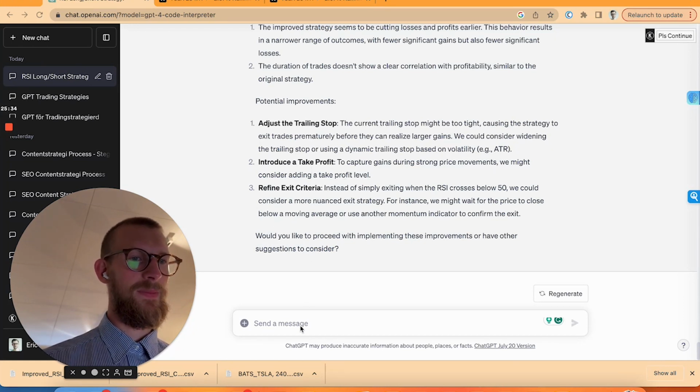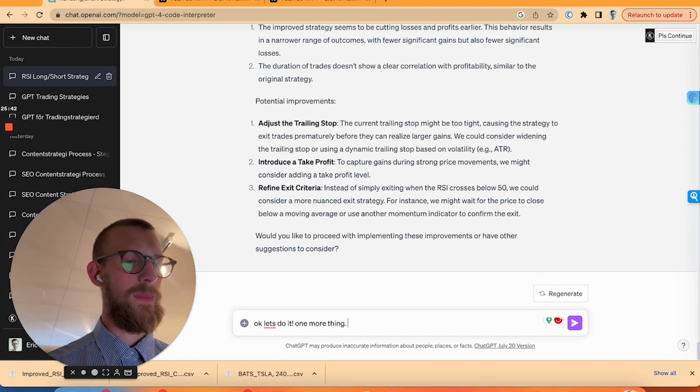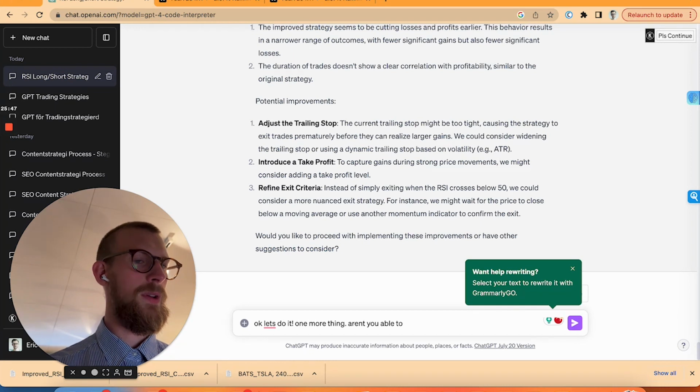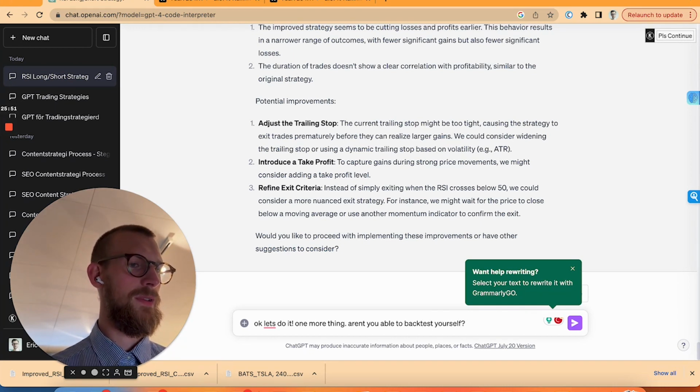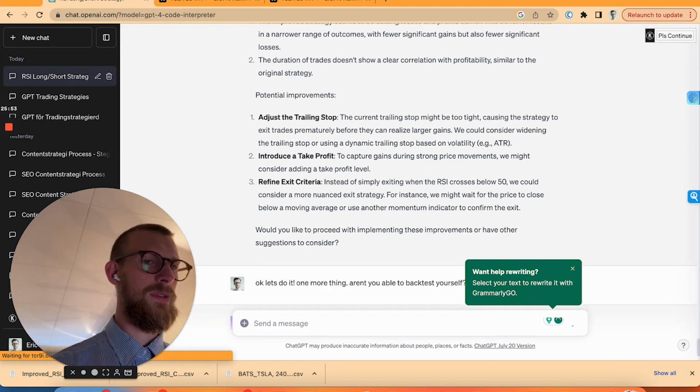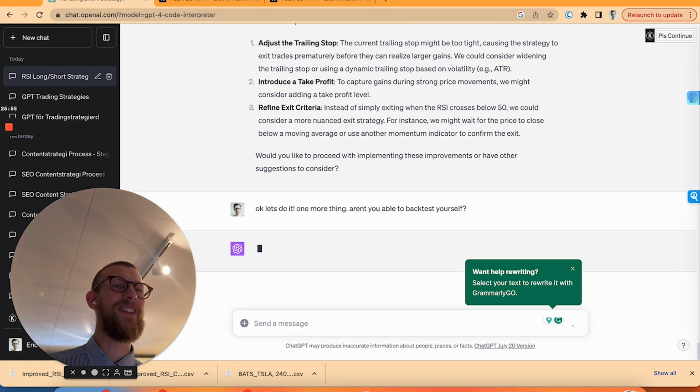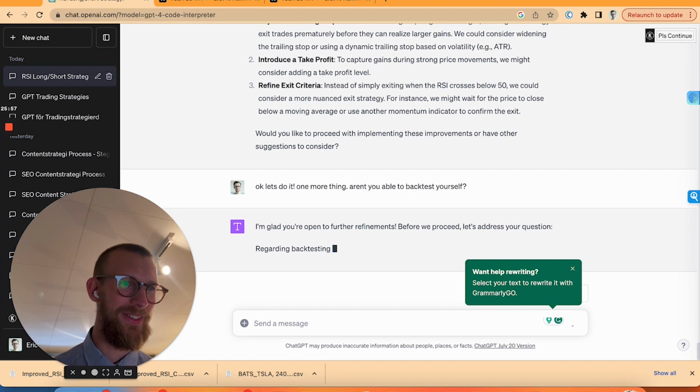Okay, let's do it. One more thing. Aren't you able to backtest yourself? That would be cool if it just backtested. I'm glad you opened it.